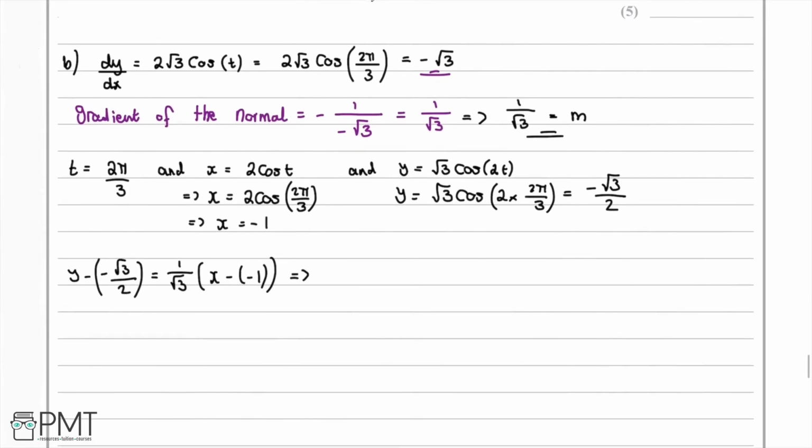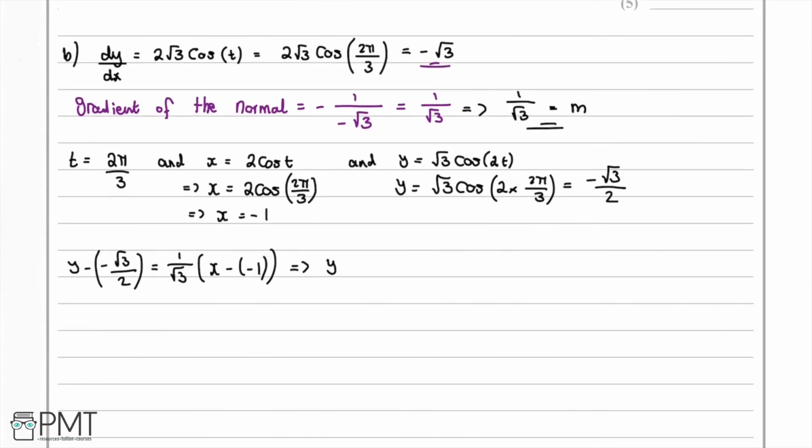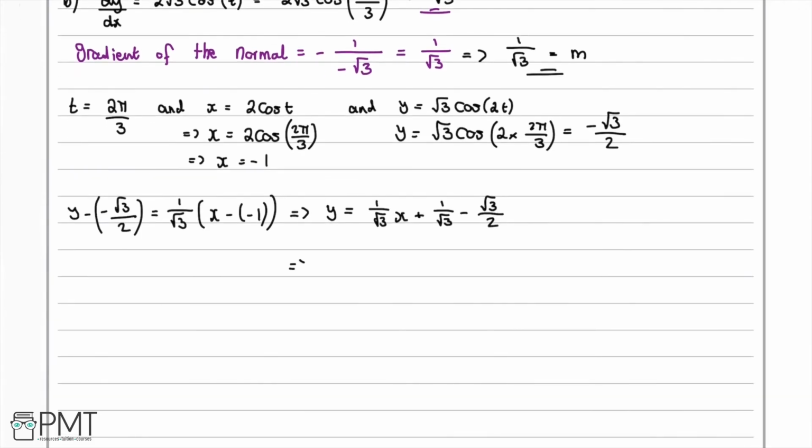So then this leaves us with y being equal to 1 over root 3x, and then we multiply 1 over root 3 by 1, so that will give us plus 1 over root 3, and then we subtract root 3 over 2. Simplifying this, we have y is equal to 1 over root 3 multiplied by x, and then we subtract root 3 divided by 6.